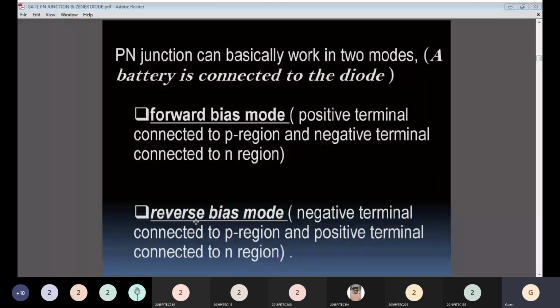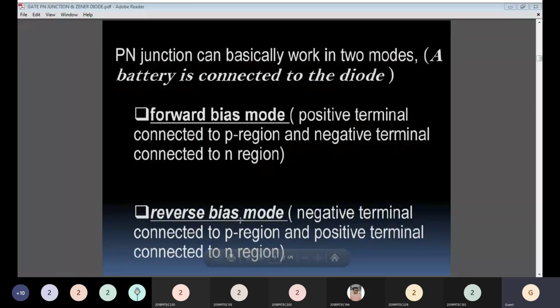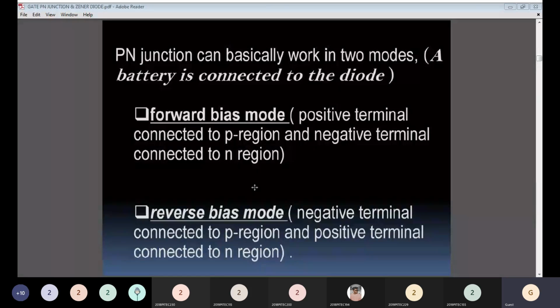A PN junction can basically work in two modes. When a battery is connected to the diode, it is called the forward bias mode. That is, the positive terminal is connected to the P region and the negative terminal is connected to the N region. Reverse bias is just contradictory, the reverse of forward bias. In forward bias, we connect the positive terminal with the P region and the negative terminal of the battery to the N region. Here, the negative terminal of the battery is connected to the P region, and the positive terminal of the battery is connected to the N region.